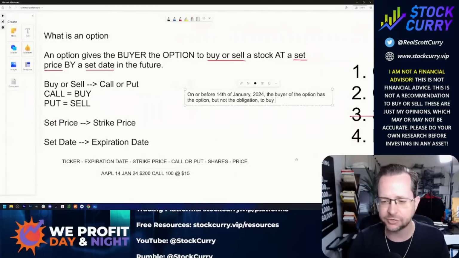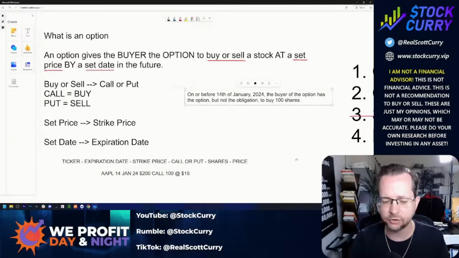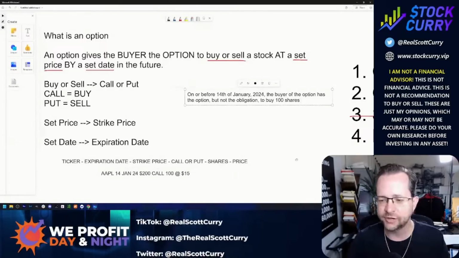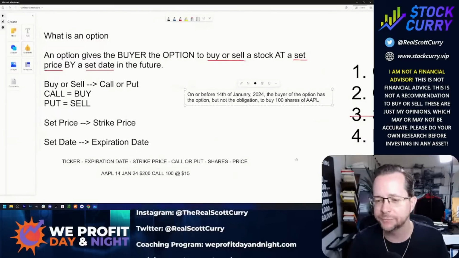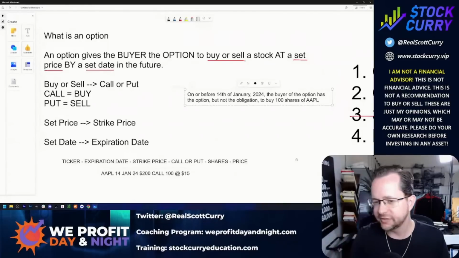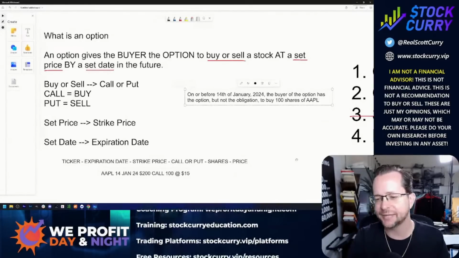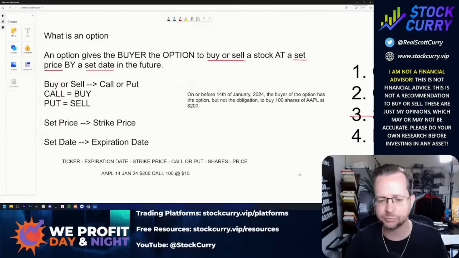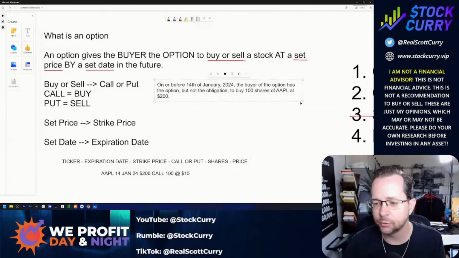They have the option, but not the obligation to buy. Why buy? Because it's a call option. To buy 100 shares. Why 100 shares? Because this is worth 100 shares. To buy 100 shares of AAPL. Why? Because it's an AAPL option. On or before the 14th of January, 2024, the buyer of the option has the option, but not the obligation, to buy 100 shares of Apple at $200, which is the strike price. Okay. That's basically what this means.